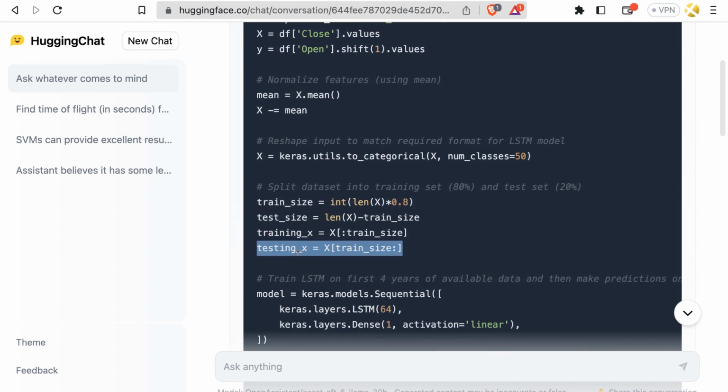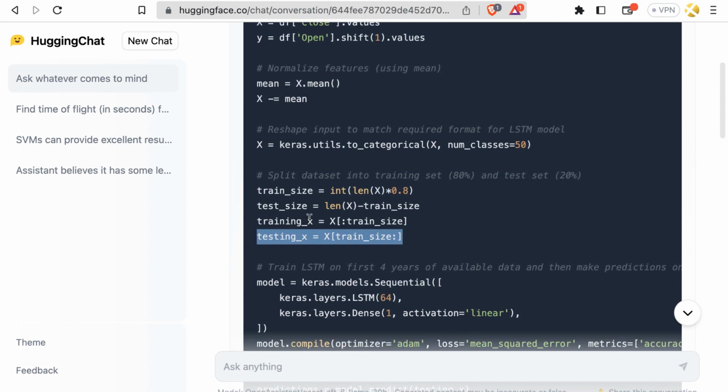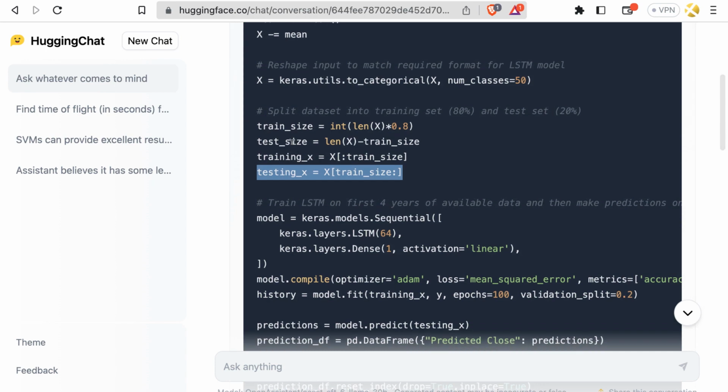So two problems with this. X is not even the right shape. It's just a scalar, and you're putting the scalar into an LSTM, which doesn't make sense. So I feel like ChatGPT would probably be better at this as well.